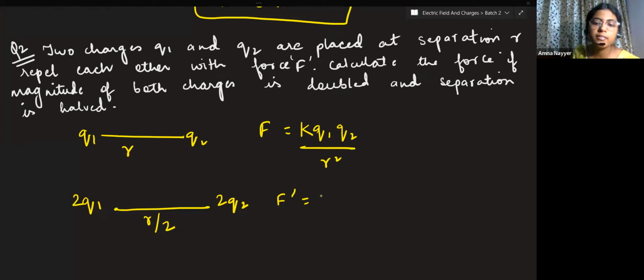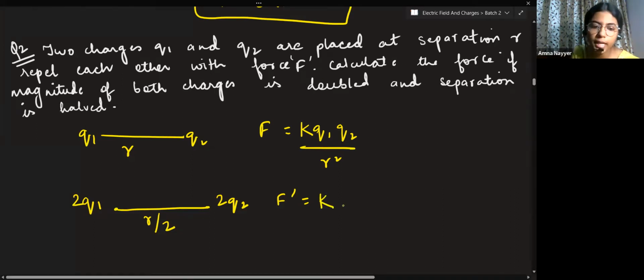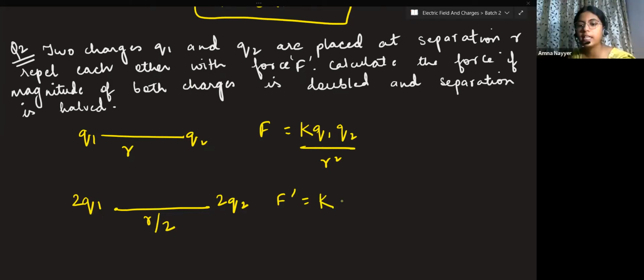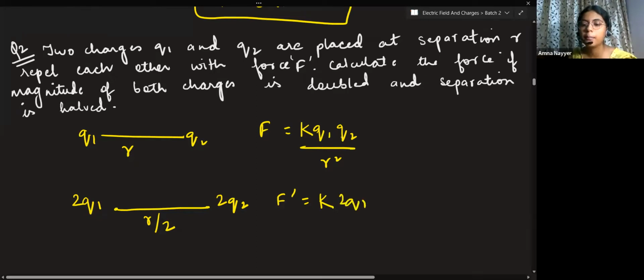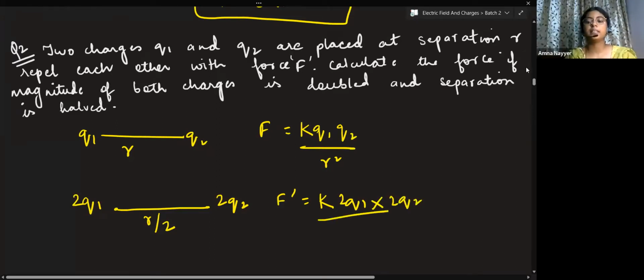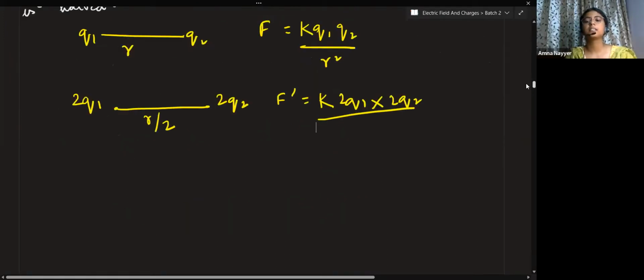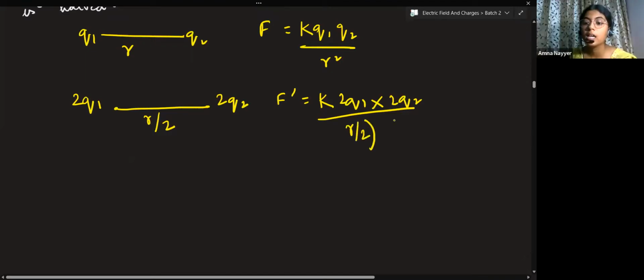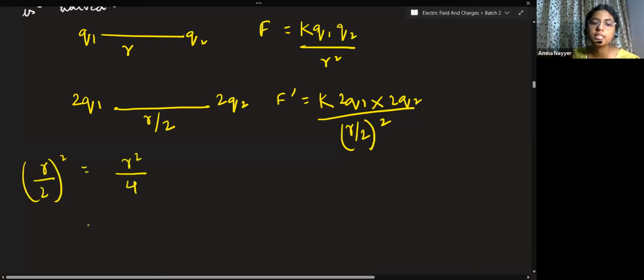See, here it will be K. Instead of Q1, what should I take? 2Q1. So I will take 2Q1 multiplied by 2Q2 divided by, now that I have to take r by 2, r by 2 whole square. See, what is r by 2 whole square? This is r square divided by 4. This is your r by 2 whole square. So f prime will be what?